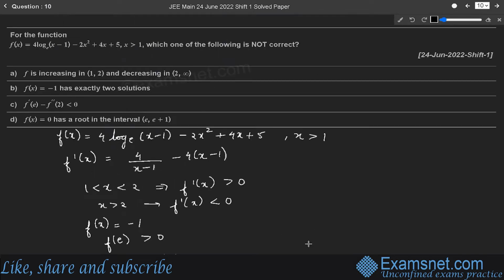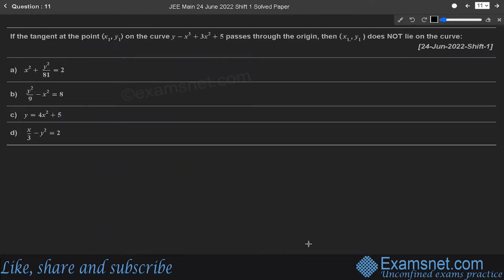You have to remember one thing, that we have to find the option which is not correct here. So A is correct, B is correct, and D is correct. So the option which is not correct is option number C here. So the required option for this question is option number C. Moving on to the next question.